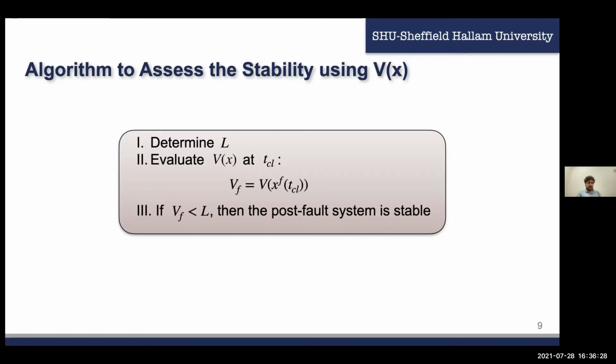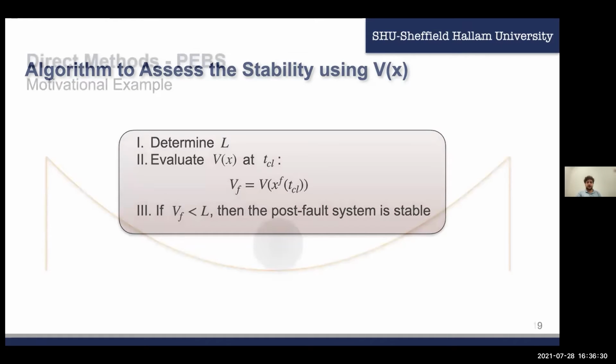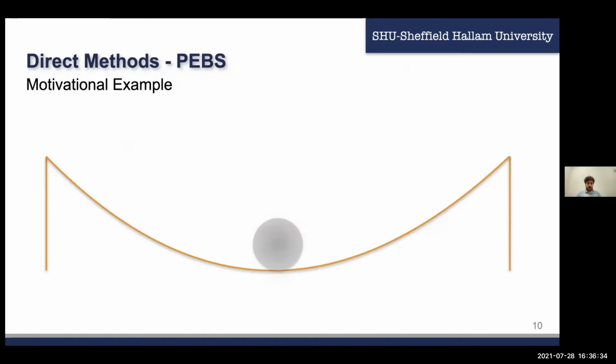The problem is, how can we find L? There are several ways of doing so. This one is a more physically motivated example. For example, let's assume we have a ball here, the system at rest, so at equilibrium, we apply a disturbance, and we want to see if this ball is going to fall or not.